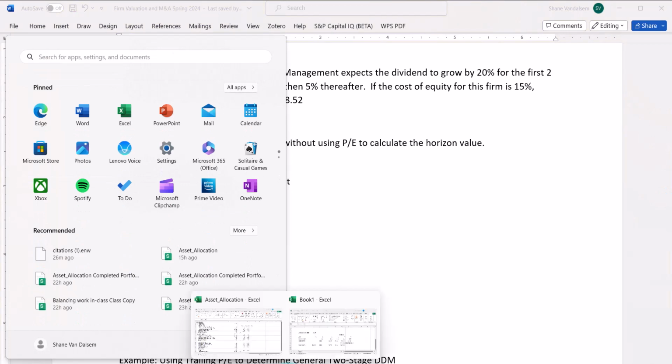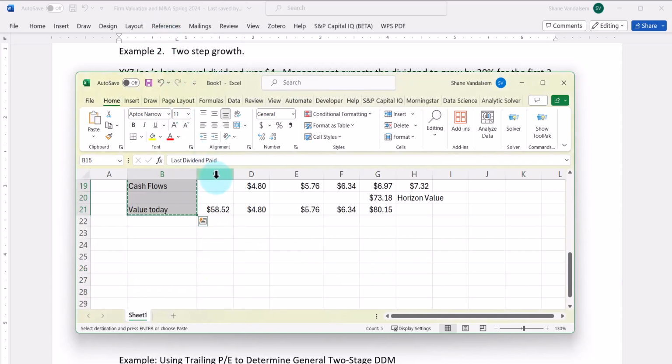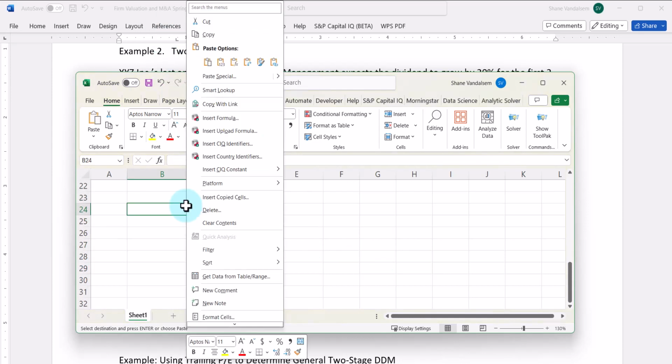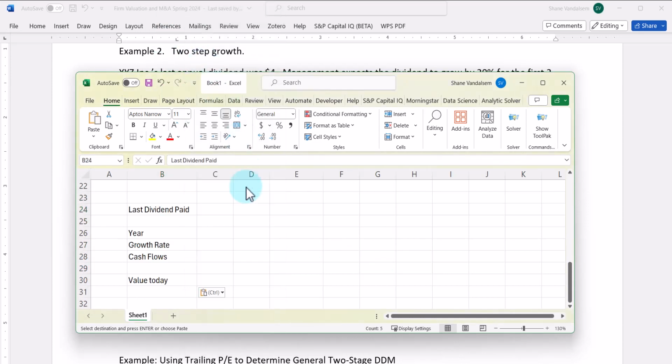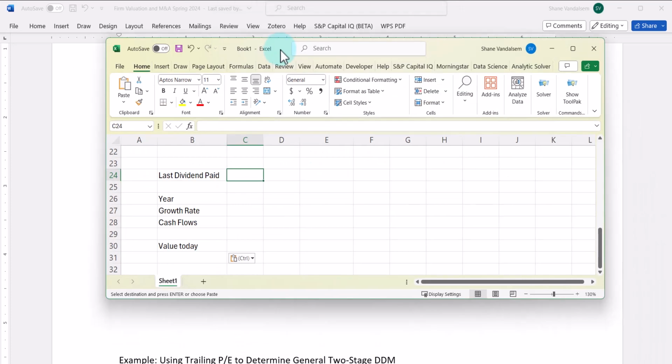So again, in Excel, I'm going to use my same setup that I have before. Just going to copy this down, and then we're going to move it down a little bit for another problem. So the last annual dividend paid was $2, or the current dividend as I have it in the problem.